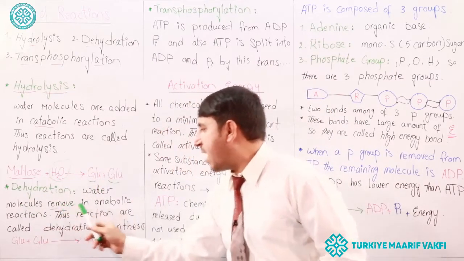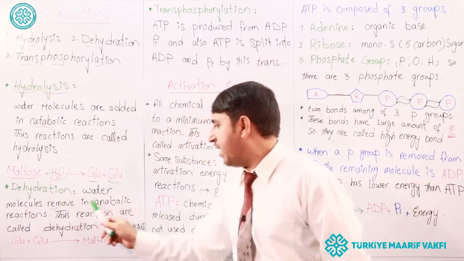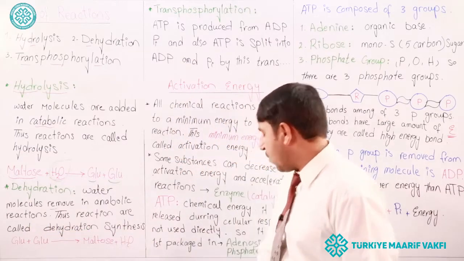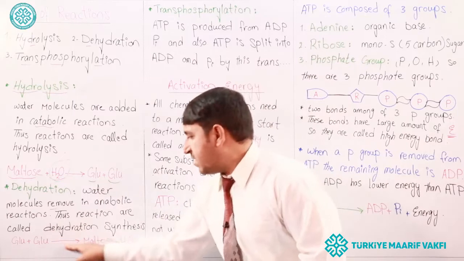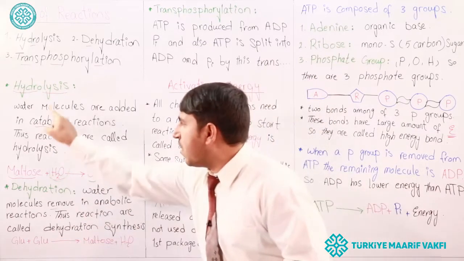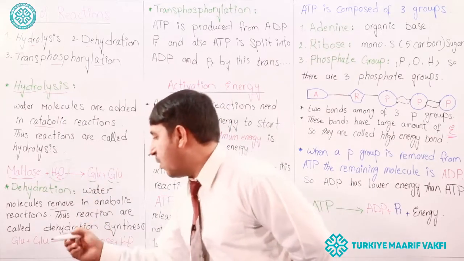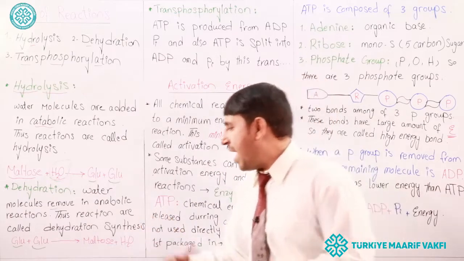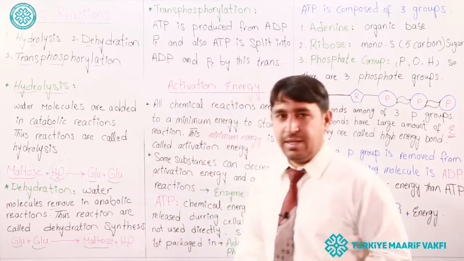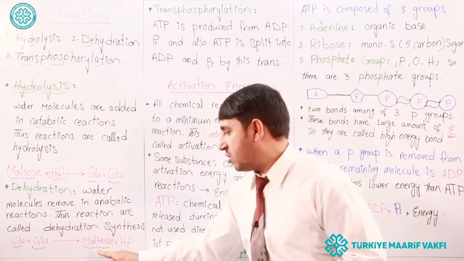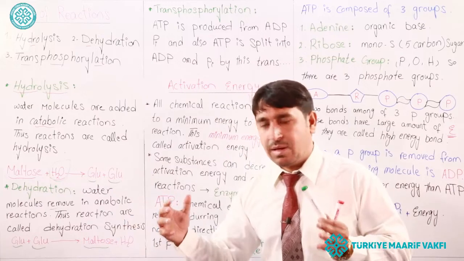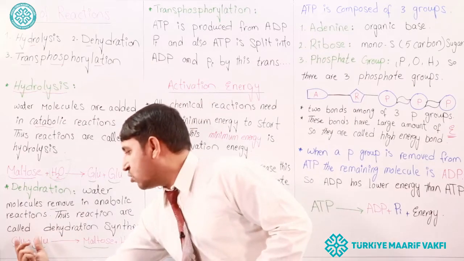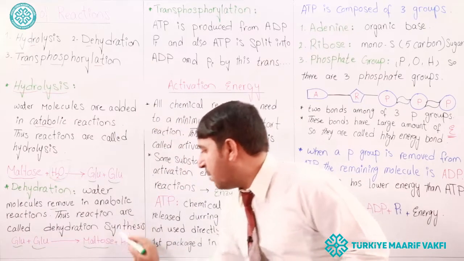So water molecules are removed in anabolic reactions. These reactions are called dehydration synthesis, or dehydration reactions. This is the example of a dehydration reaction, the inverse of hydrolysis. What are we doing? We are combining two monomers, or small molecules. When we combine them, we can get a large molecule, that is maltose, a disaccharide. So in this reaction, we combined two glucoses and got one maltose.